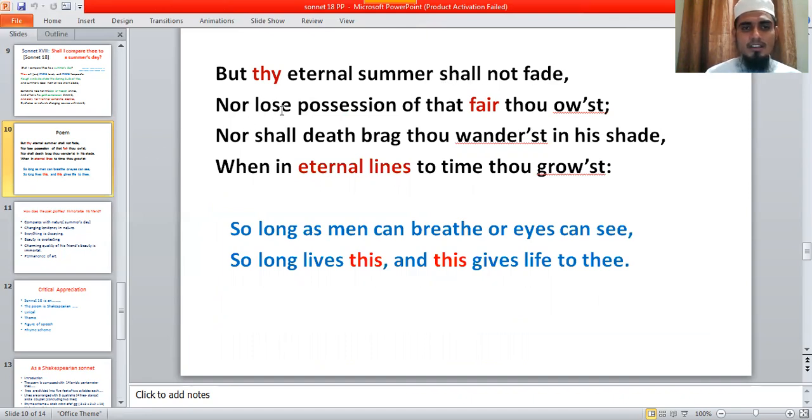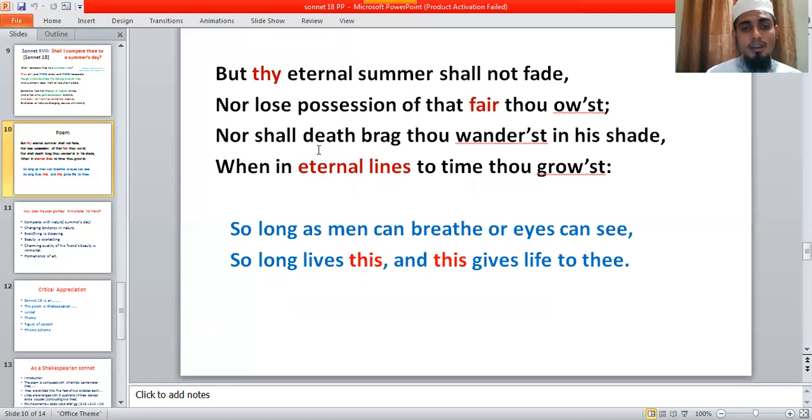A normal summer in nature will fade, but his friend's summer, that means his friend's charming quality, shall not fade, "nor lose possession of that fair thou ow'st." That means he says that the fair, the beauty that you, my friend, own, this beauty is never lost. "Nor shall death brag thou wander'st in his shade." Even death will not destroy the beauty, the charming quality that you possess.